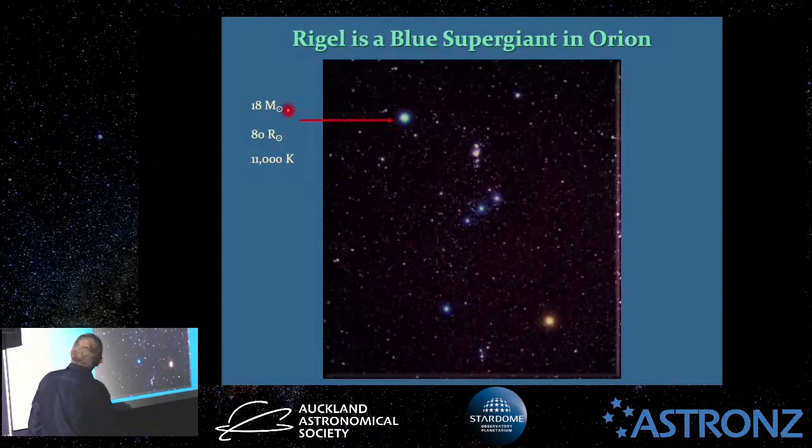And just to give you some figures here, it's about 18 solar masses. So what does that tell you? It's going to be much less than 40, isn't it? So what's it going to end up as one day? It's going to end up as a red supergiant. It's going to hold itself together reasonably stable because it's less than the magic number of about 40. Radius-wise, it's 80 times the size of our sun. Temperature-wise, it's about 11,000 degrees. So that's Rigel. That is a blue supergiant.